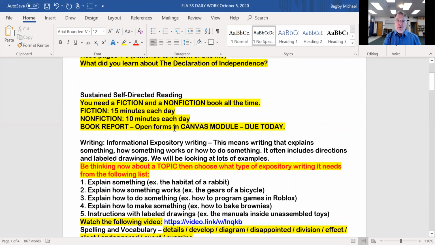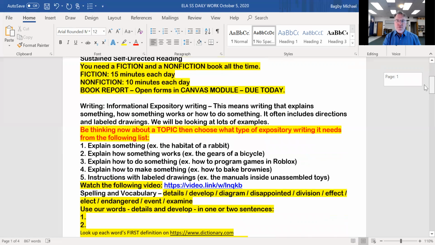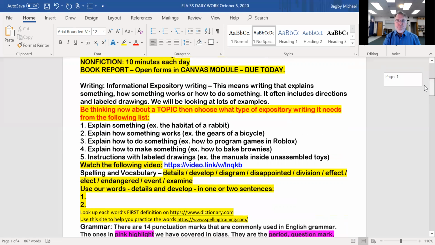The book report, remember, is due today, and there will be a part of the module with a book report place where you can submit your work. So look for that today, and you can submit your book report into Canvas.